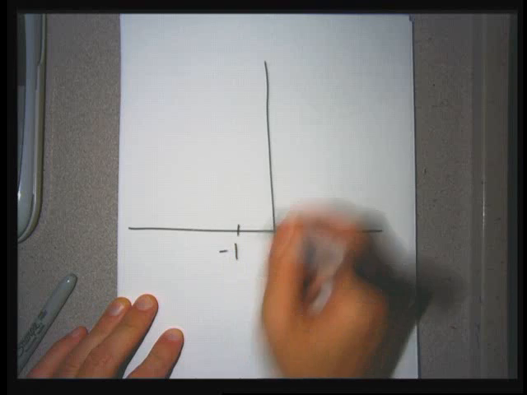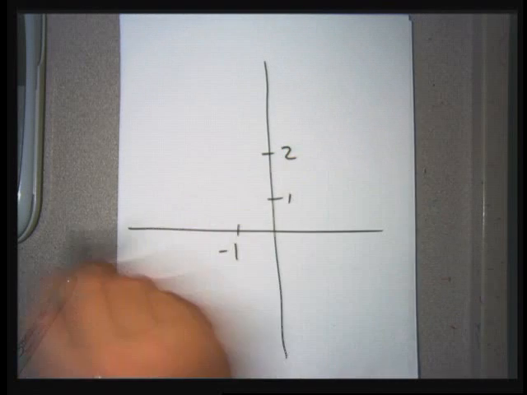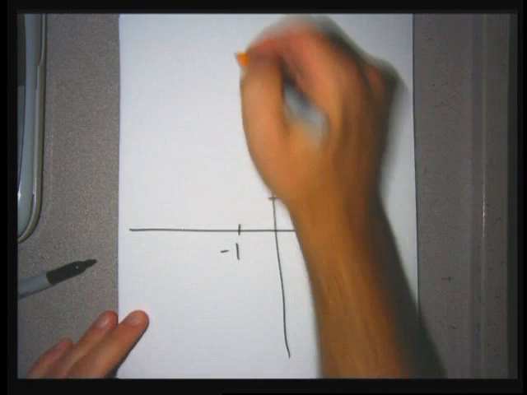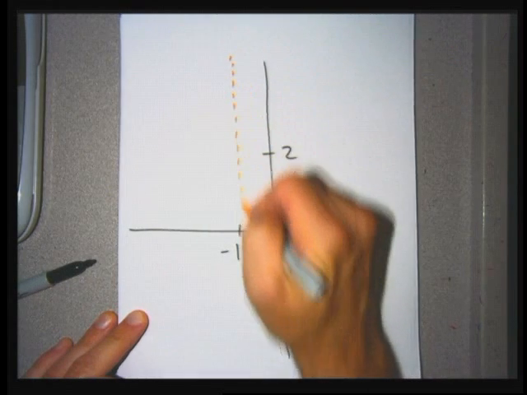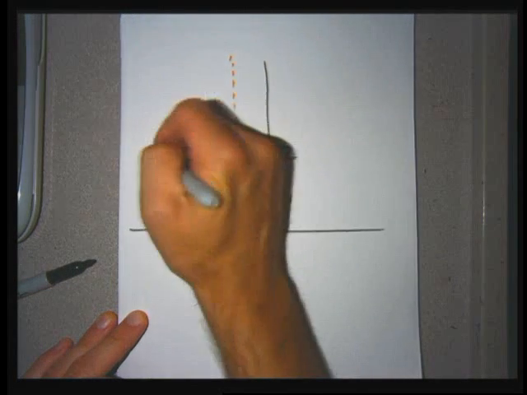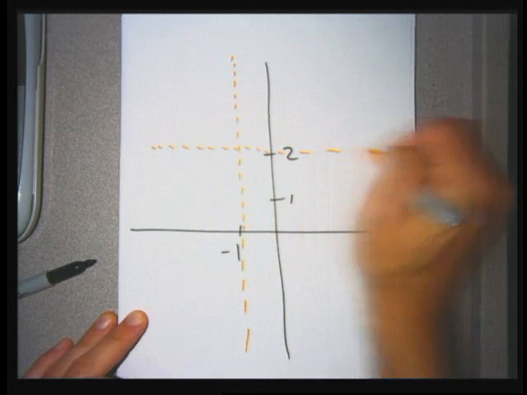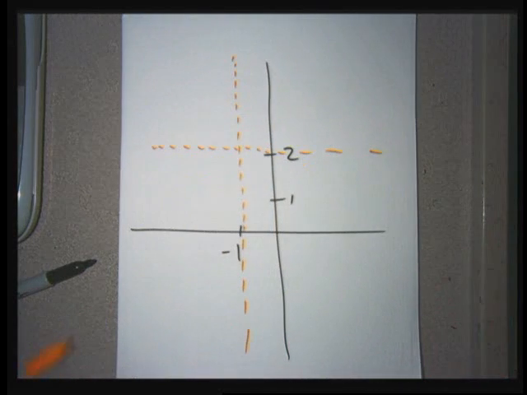So I find -1 on the x-axis, 2 on the y-axis. From -1 on the x-axis, my line should actually go through the -1. 2 on the y-axis, my line should actually go through the 2.